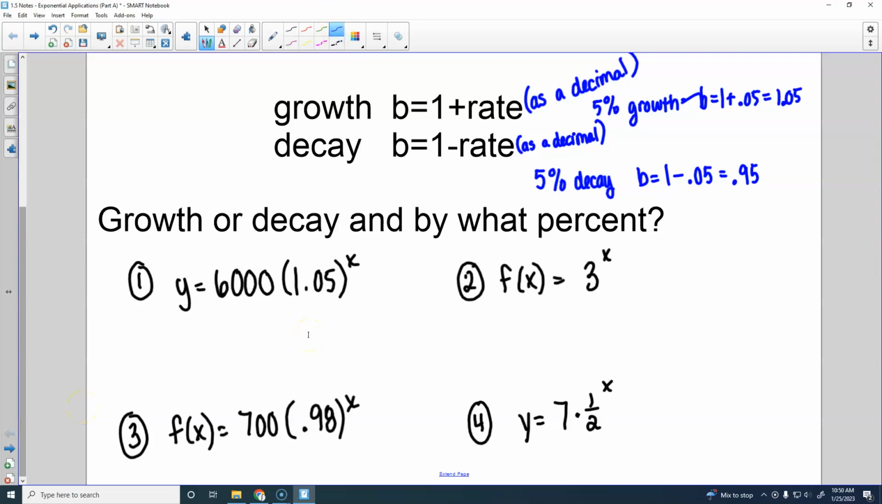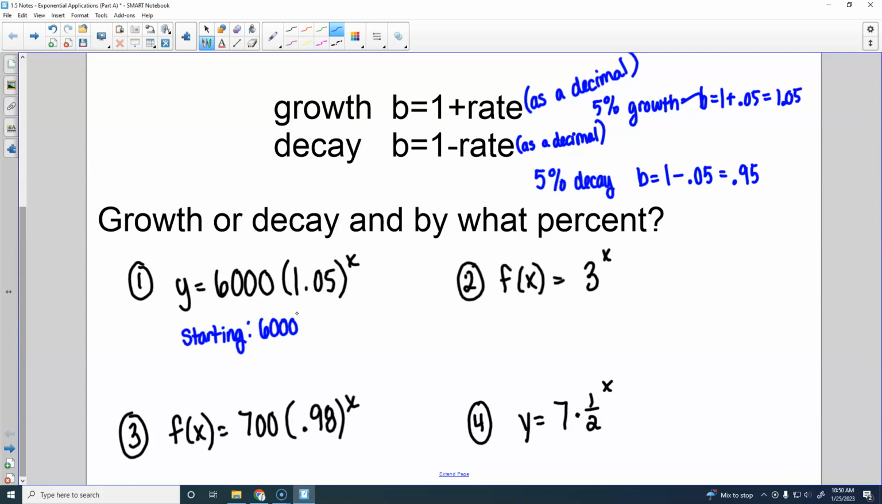So for number 1, my starting value, it doesn't ask for this one, but anyway, is 6,000. So you're starting with 6,000 of something. Then I'm going to ask myself, is this growth or decay, and by what percent?